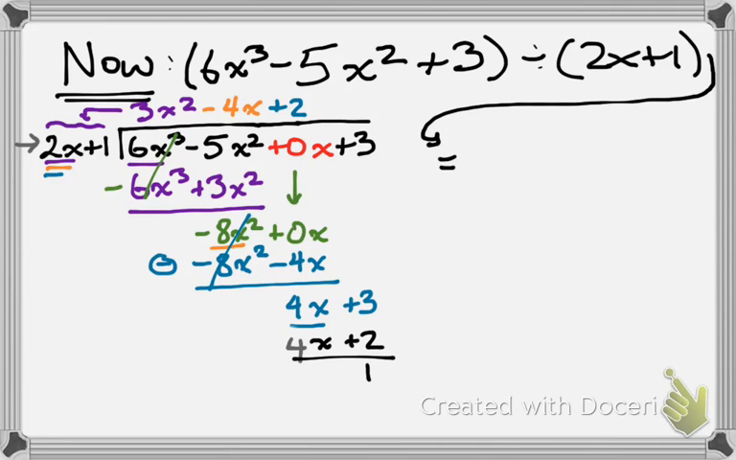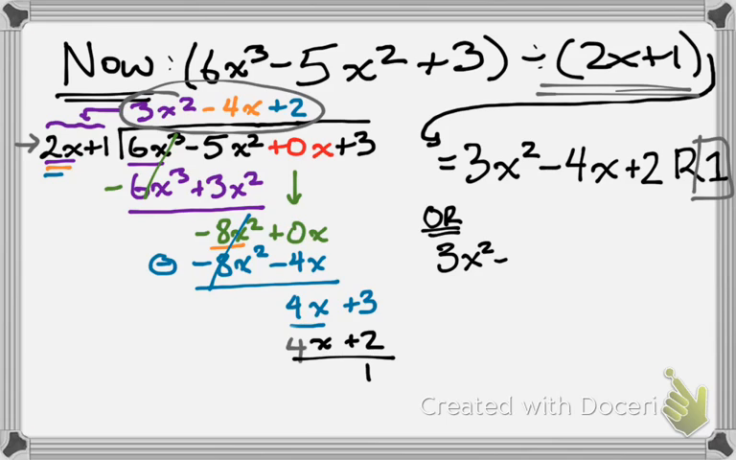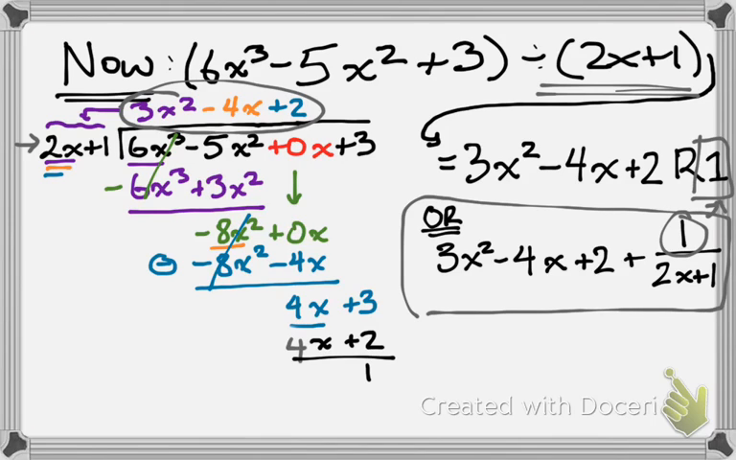So what that means is when we divide these things, we have our quotient up here. So if we divide these two polynomials, we have 3x squared minus 4x plus 2, and a remainder of 1. Now remember what that means. That remainder here is actually divided by that number. So that means we can also write 3x squared minus 4x plus 2 plus 1 over 2x plus 1. And this 1 is just the remainder there. Okay? So that's what we have left.